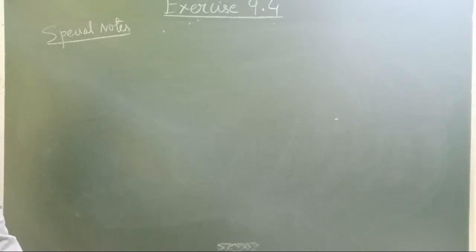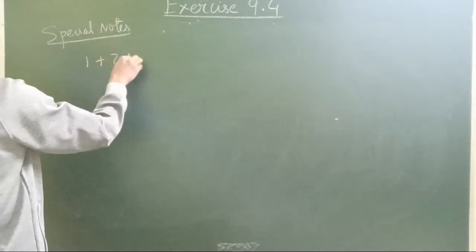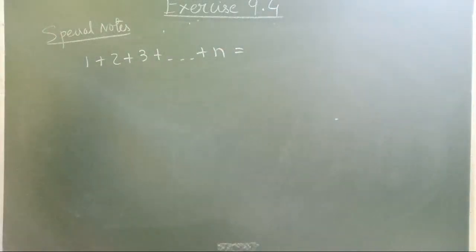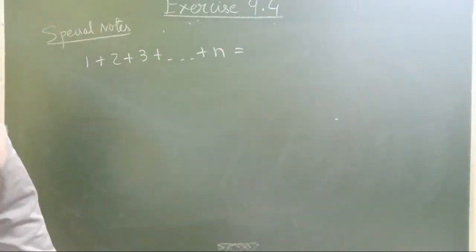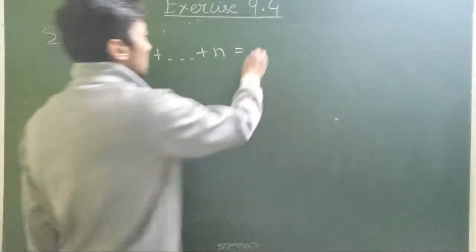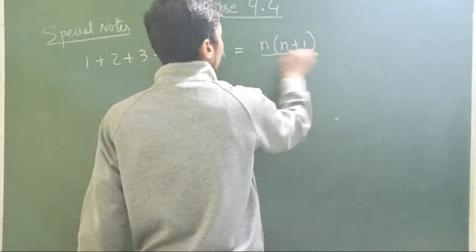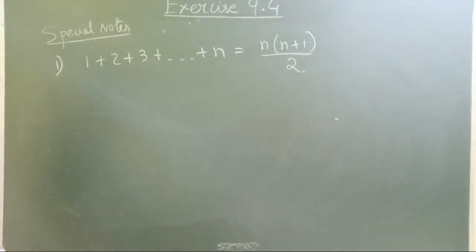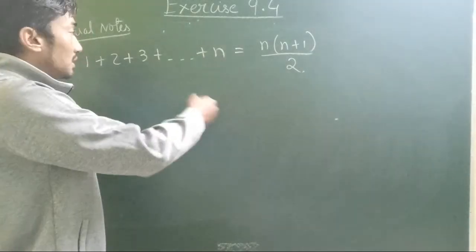So let me just give you right away, right now, the sum of the first n natural numbers, 1, 2, 3, dot dot dot, plus n. These are done with this special series. The sum of the first n natural numbers is n into n plus 1 divided by 2. This is number 1, special notes. You can apply that in different concepts, where n, if it is limited, yes, you can just add that.